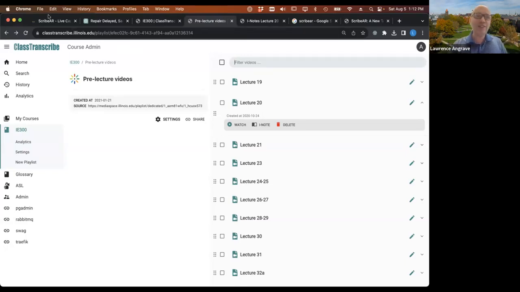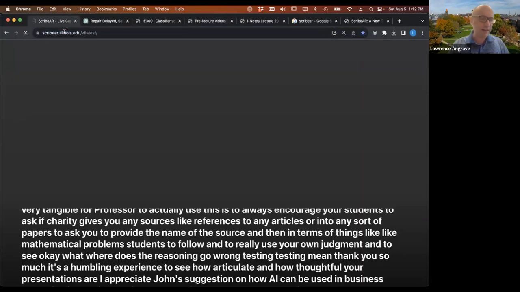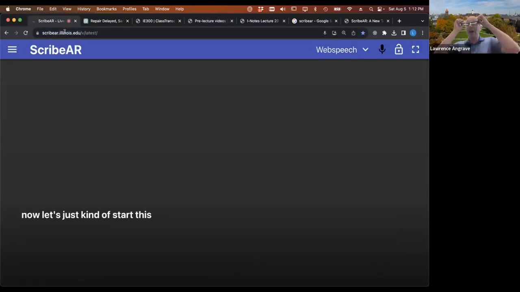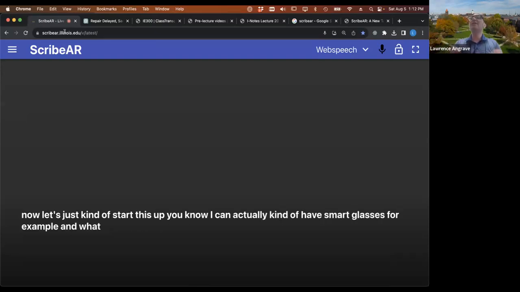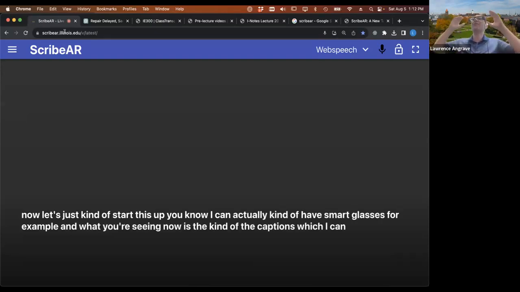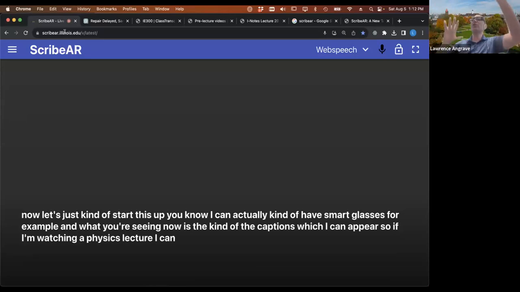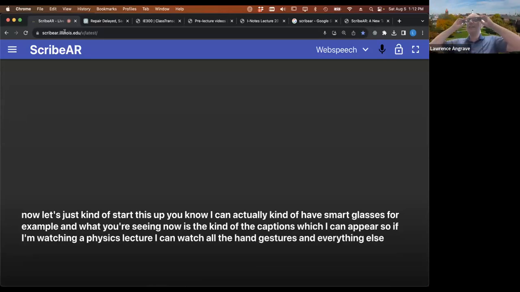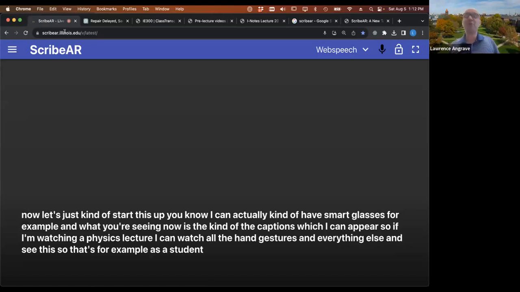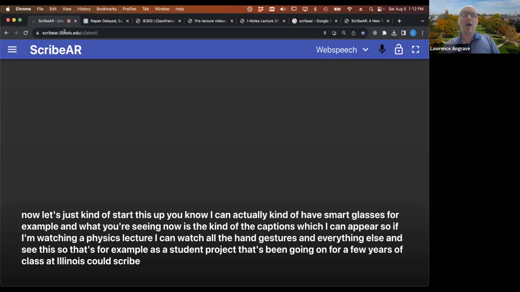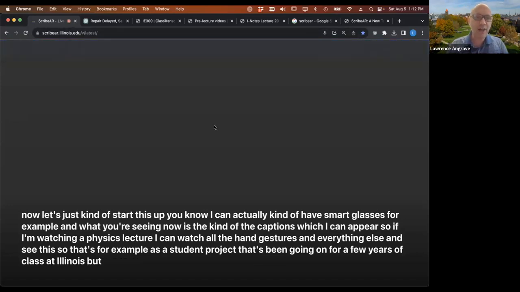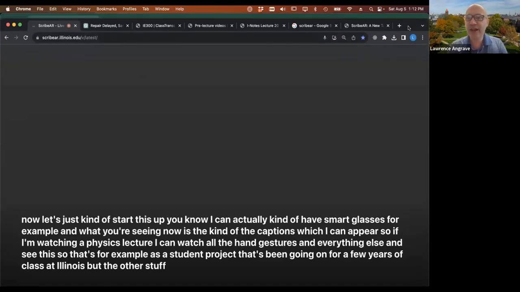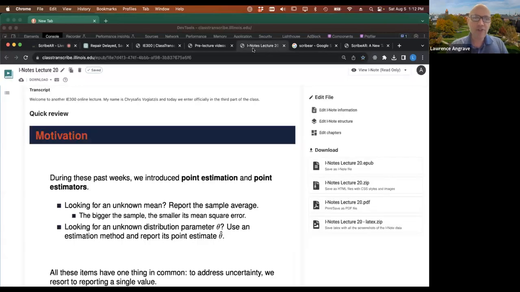And by the way, if you do this, it also means you can do things like, let's just start this up, I can have smart glasses, for example, and what you're seeing now is the captions which can appear. So if I'm watching a physics lecture, I can watch all the hand gestures and everything else and see this. That's a student project that's been going on for a few years at Illinois, called Scribe AR.